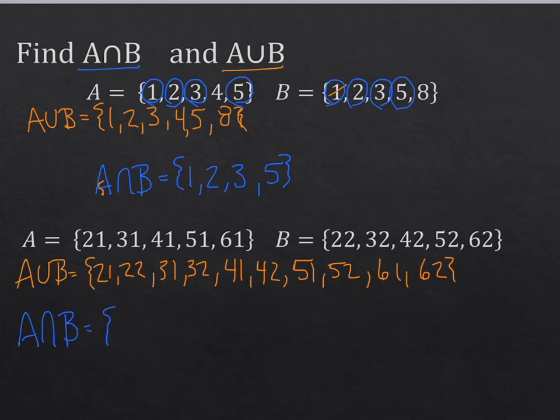21 is not in either one. You can see that none of them have anything in common, so we can write that like this, or we could say that. This is an example of an empty set. It's a set that has no elements inside of it.